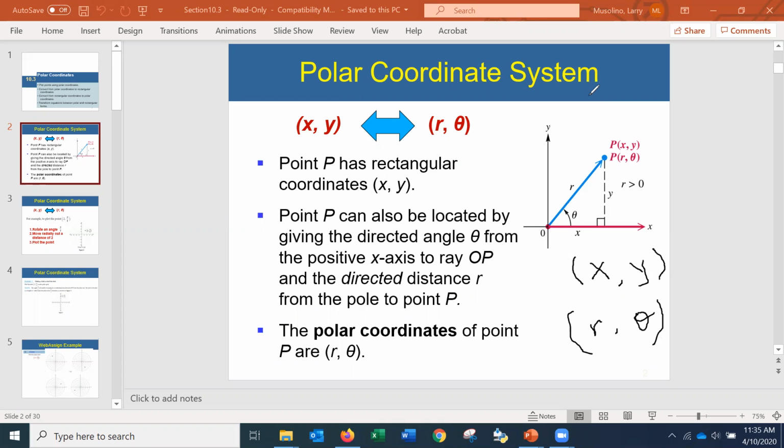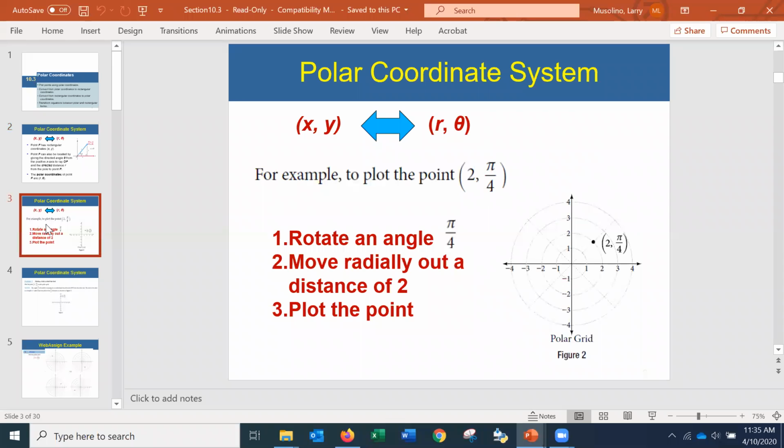Okay, so let me give you a quick example. How about if I wanted to plot this point? Here's the point. It's 2 comma pi over 4. Let me write this in degrees just to make it a little easier. Pi over 4 is the same as 45 degrees, so I could write this also as 2 comma 45 degrees.